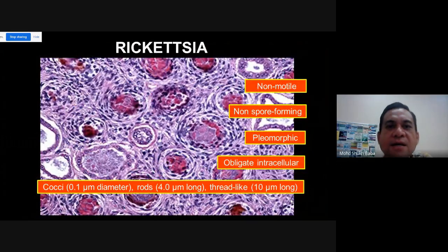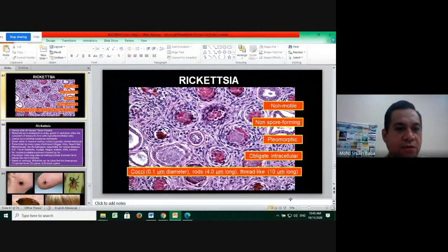Okay, rickettsia. I think this is the second last rickettsia. I hope so. Okay, yeah, I think so. Rickettsia. God willing, we will finish book 11.